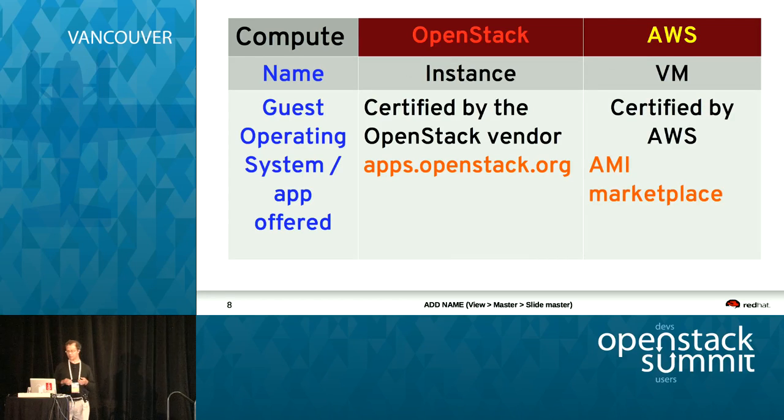In Amazon, they're typically called a VM. In OpenStack, they're called an instance. And what guest OSs do you get? Amazon certifies guest OSs. And in OpenStack, it would be a good idea to run a certified guest OS because that gives you some level of assurance and some level of support if you run into an issue. As was announced at the keynote this week, OpenStack now has apps.openstack.org, which is a marketplace of apps, and that compares somewhat to the AMI marketplace that you get in Amazon.